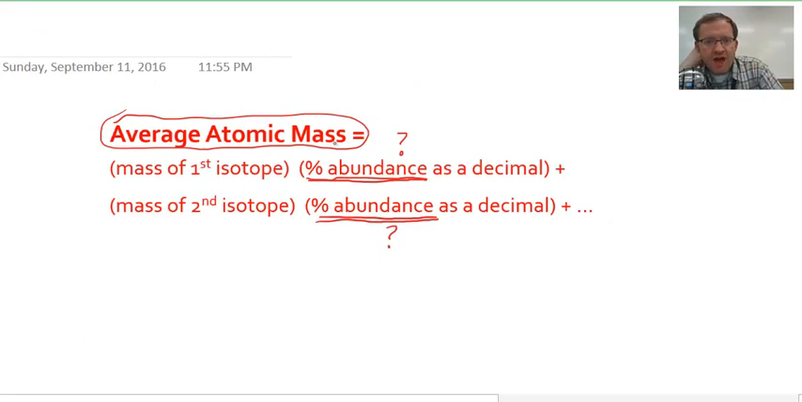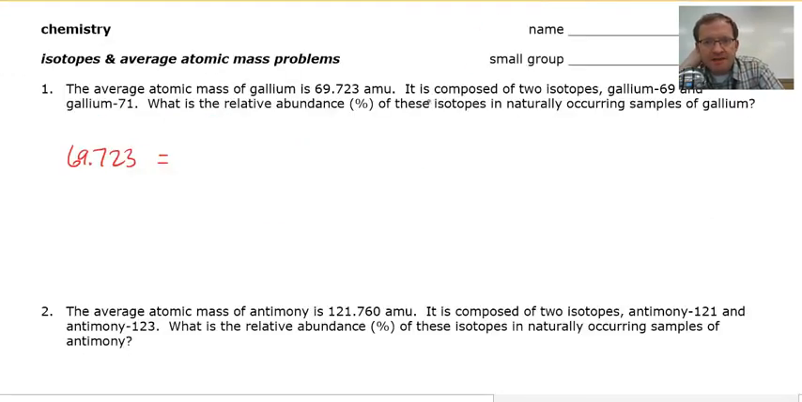If I already know the average atomic mass, what else do they give me? Well, in the problem it says this gallium is composed of 2 isotopes, gallium-69 and gallium-71. So here are my 2 masses, my 2 different isotopes of gallium. So I know I've got a gallium-69, and I don't know its percent yet, so let's hold off on that. Plus a gallium-71. And again, I don't know its percent either.